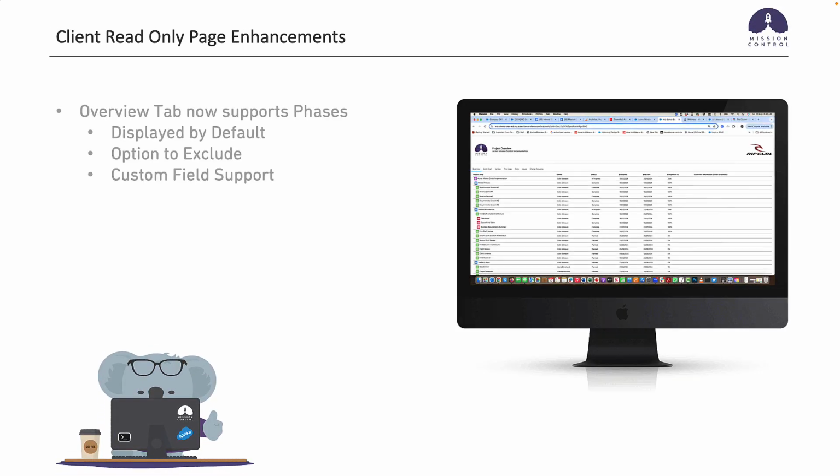The read-only page, main things that we've done to this, so we've introduced the ability to display phases on the overview tab. So by default, they will be displayed. Like all of the other records that appear on the overview tab, you've got the ability to exclude them if you don't want them on there. And you've also got the ability to add in custom fields for that phase level like you do all of the other layers of the work breakdown structure.